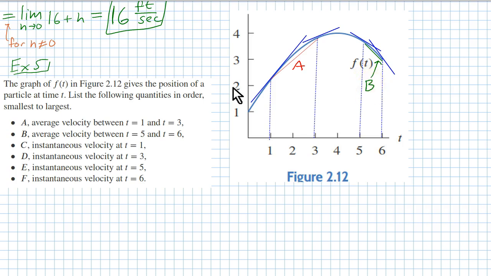So the slope of that is b. And then these blue ones I tried to draw just touching it at one of these points on the outside are C, D, E, and F.